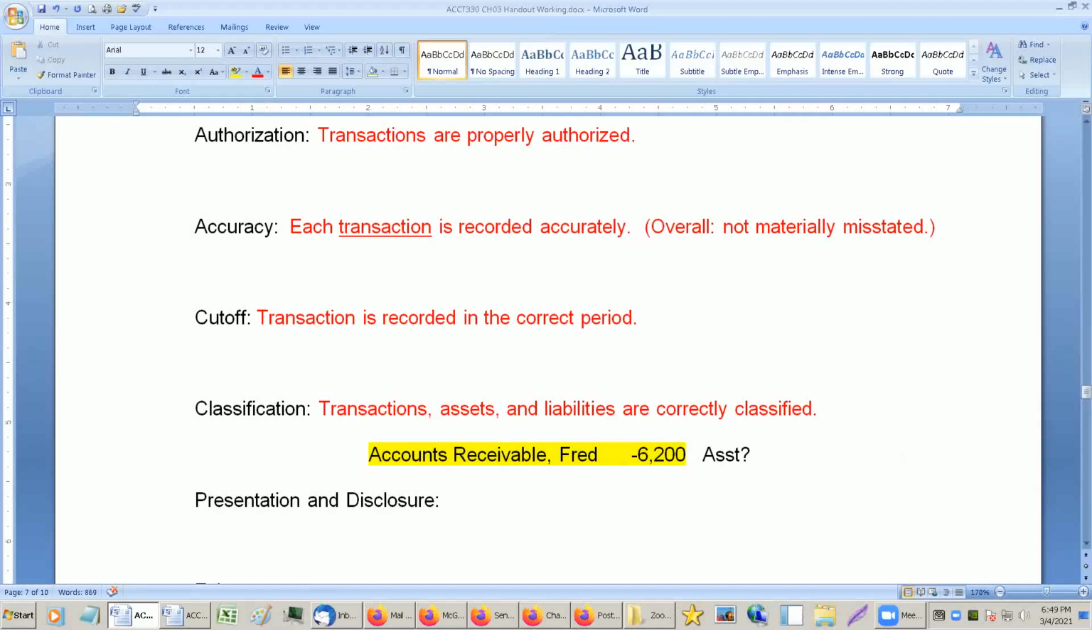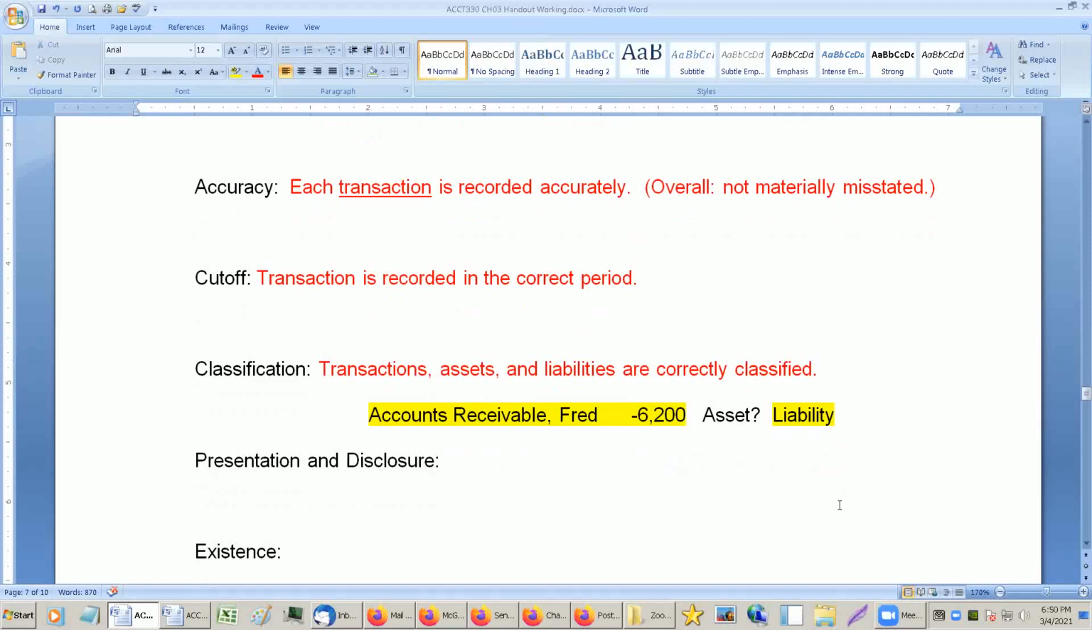If we owe, shouldn't it be a liability? Shouldn't it be a payable? Yeah, you'd have to reclassify this. This should not be an asset. This is a liability. So this is a reclassification. You may have a big list of accounts receivable, but Fred might be the only one that they owe money to. But you would say, look, you've got to classify that as a liability. You owe this person or company money.